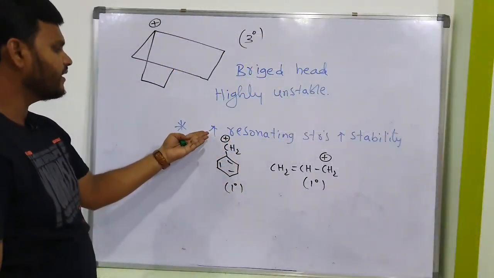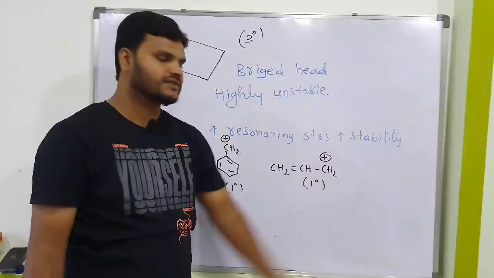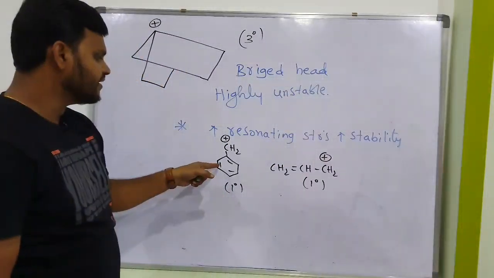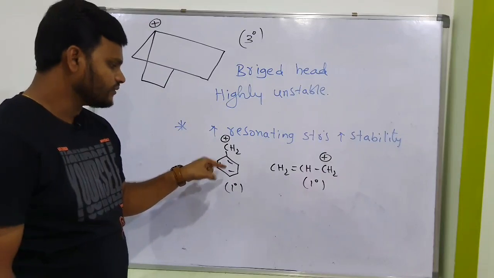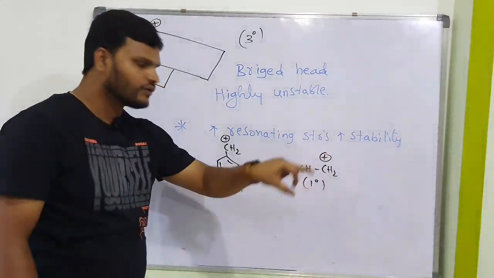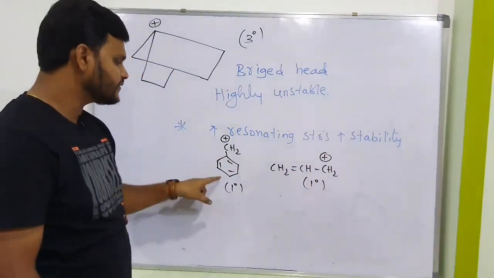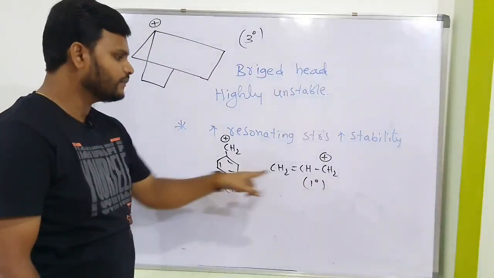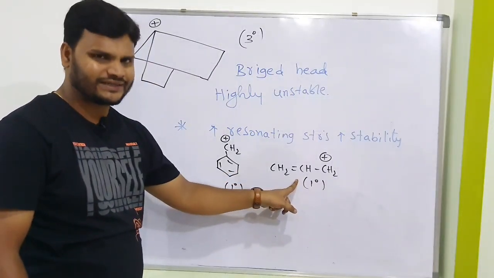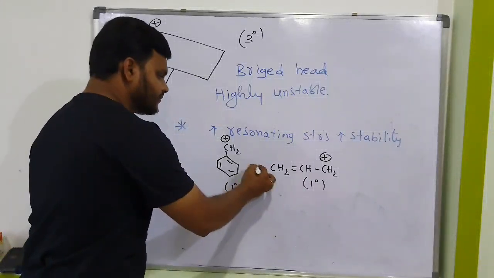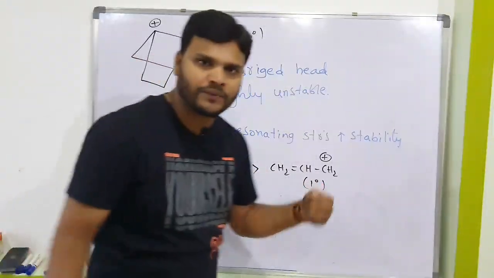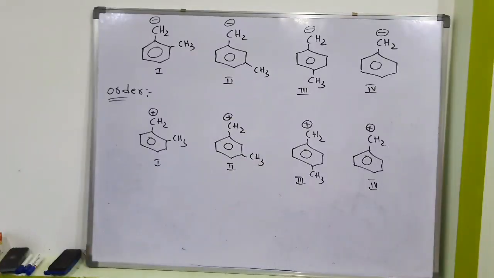What is the statement here? Increase the resonating structures, increase the stability. Actually this is a benzene ring. So the benzene ring undergoes resonance. This one also undergoes resonance. But practically this one gives more resonating structures, whereas this one gives only 2 resonating structures. That's the reason this is more stable. Are you getting my point? Yeah. Try to find the answer for these two.